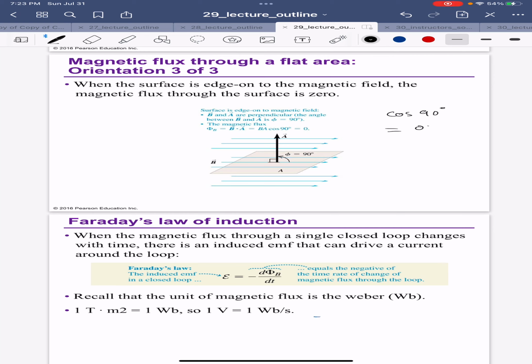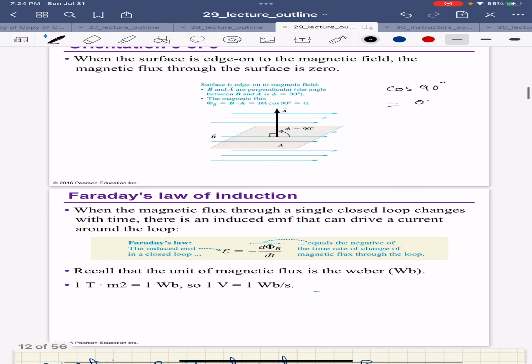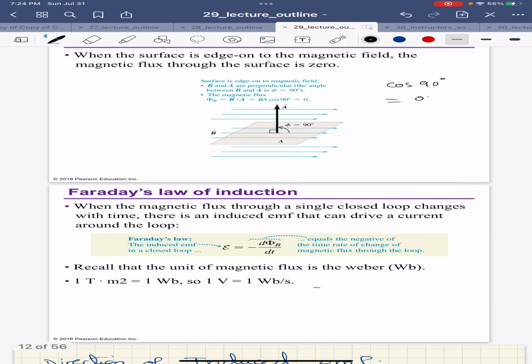Then EMF equals negative d theta B over delta t, equals the negative of the time rate of change of magnetic flux through the loop, and we are going to understand why we have this negative. Now, the unit for the magnetic flux is the Weber. And we know that Tesla times meter squared equals 1 Weber, or 1 volt equals 1 Weber per second.